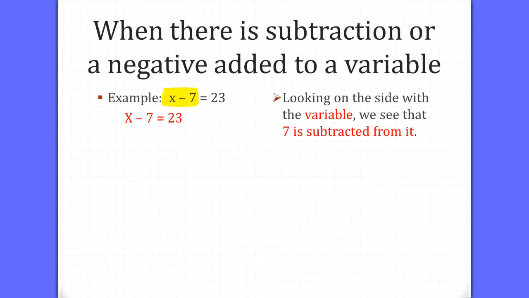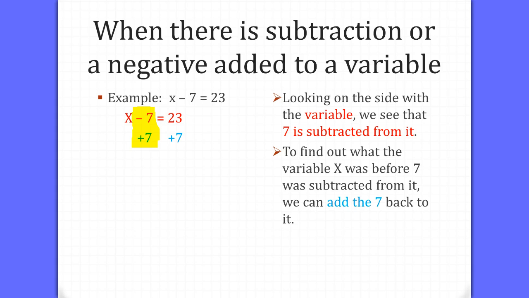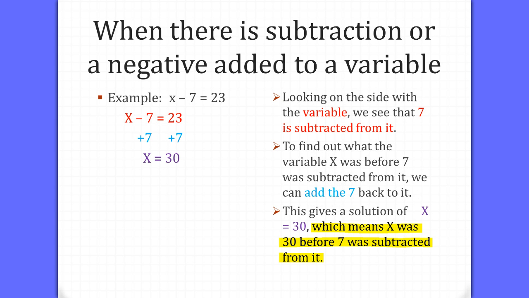Now, when there is subtraction or a negative added to a variable, this is what we're going to do. First, look on the side with the variable. Here we see that 7 is subtracted from the variable. To find out what the variable x was before 7 was subtracted from it, we can add the 7 back to it. We do this on both sides, and so we now have a solution of x equals 30, which means x was 30 before 7 was subtracted from it.